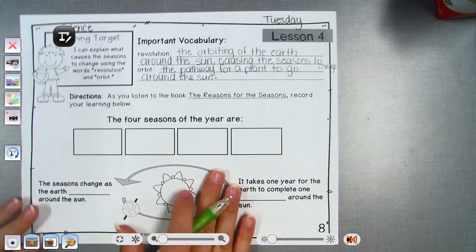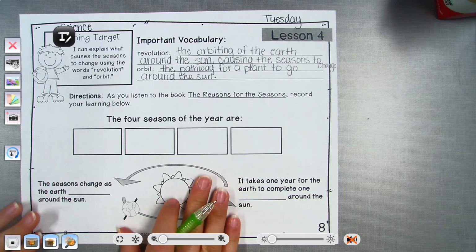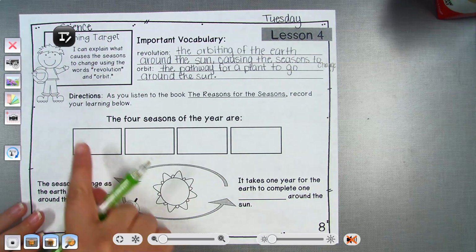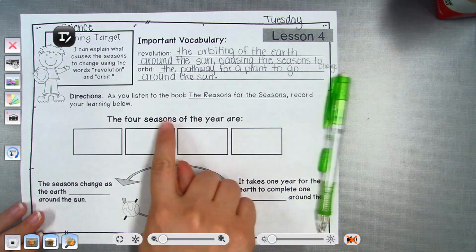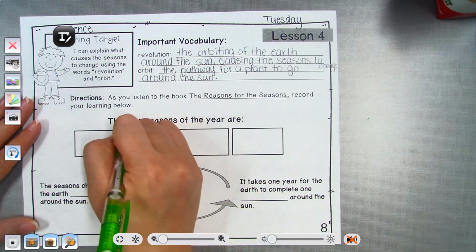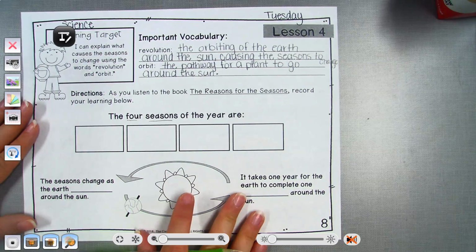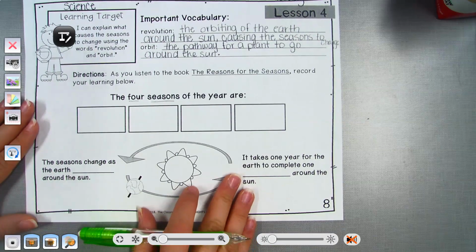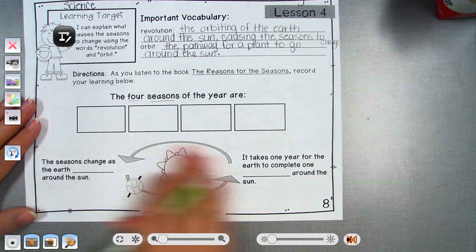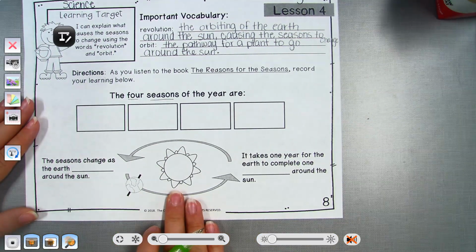So like I said, we listened to The Reasons for the Seasons. So I want you to tell me, what are the 4 seasons of the year? So you should know this. What are the 4 seasons? What were the 4 seasons that they talked about? So I want you to fill those out. Okay, once you have filled those out, we're going to move on to our diagram below.